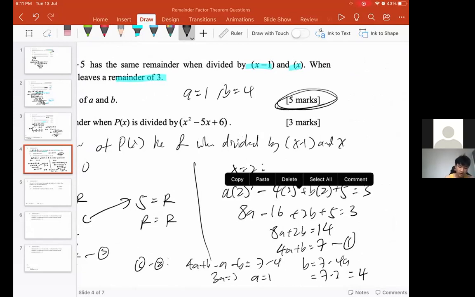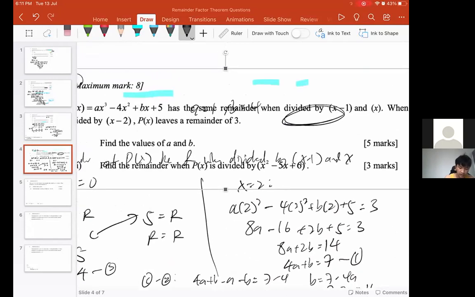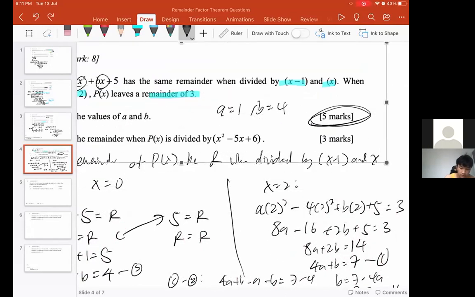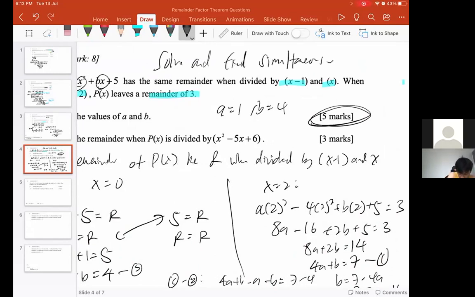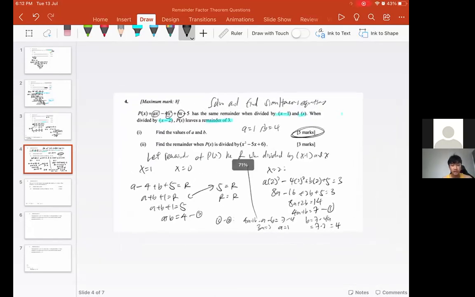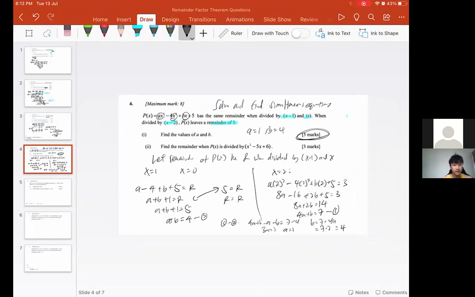So once again, what we're doing here is using the remainder factor theorem to solve and find simultaneous equations. So let's look at the question as a whole again. We have substituted the values of x equals 1, x equals 0 and x equals 2 to form 2 different simultaneous equations, which we are then able to use to solve and determine the values of a and b.